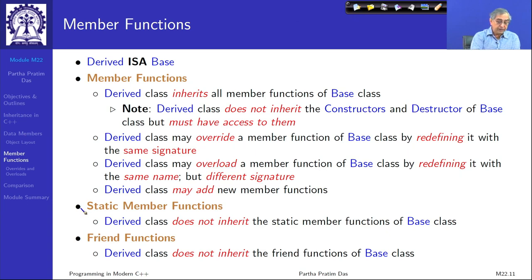Mind you, these cannot be inherited. Static member functions or friend functions cannot be inherited, which in simple terms means that anything that can be inherited must have the this pointer. So, it is only non-static member functions which can be inherited by this process by the derived class from the base class.